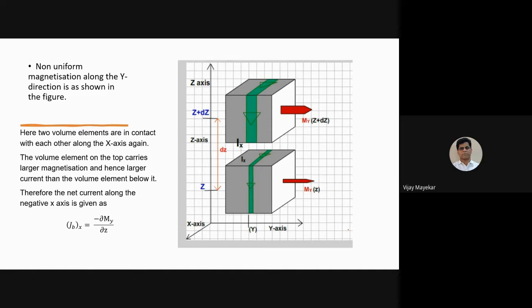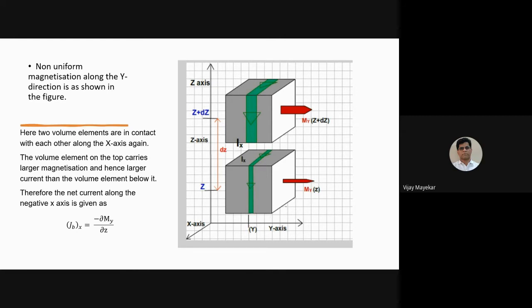So the lower chunk is at position z. The upper chunk is at position z plus dz, right? The lower chunk is carrying a smaller bound current Ix, whereas the upper chunk is carrying a larger bound current, and that is why there is a difference in the M bar. This M bar is measured at the position Y. That is why the subscript Y is there, okay?